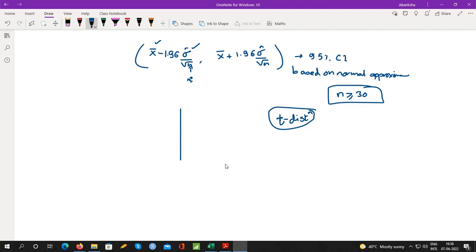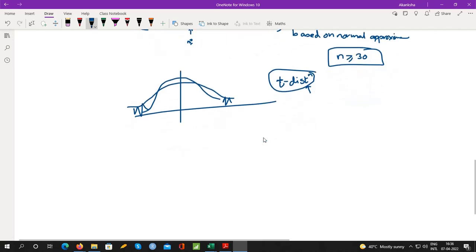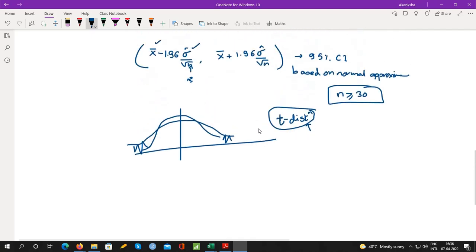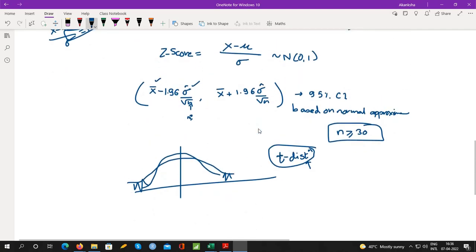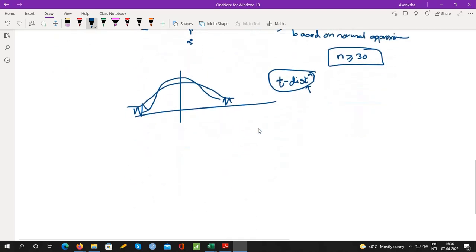So if the shape of the normal distribution is this, then the t distribution is something like this. The tails are thicker, but it is also symmetric, etc. But as I said, right now you don't need to bother. Right now, even if sample size is small, you can go for normal distribution. So this is the confidence interval for the population mean, a single population mean.